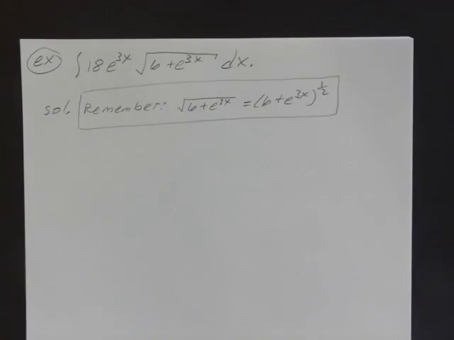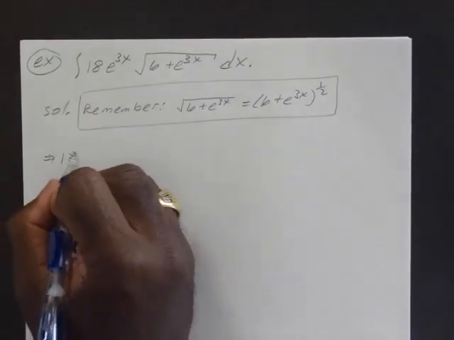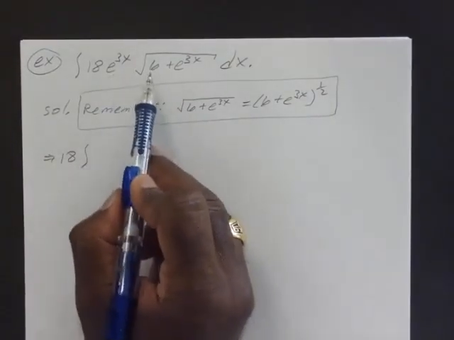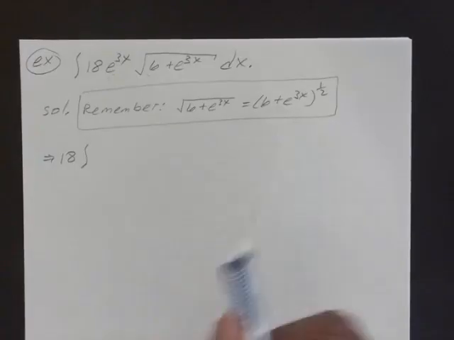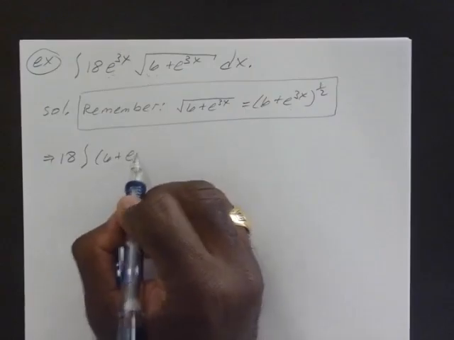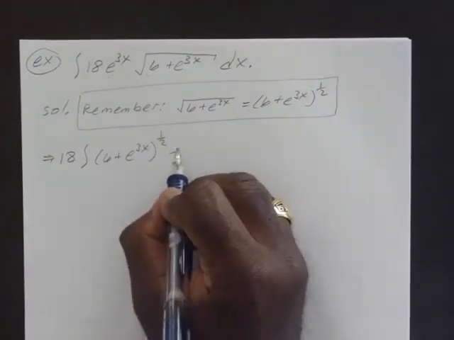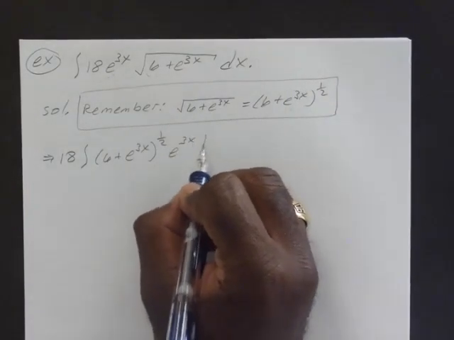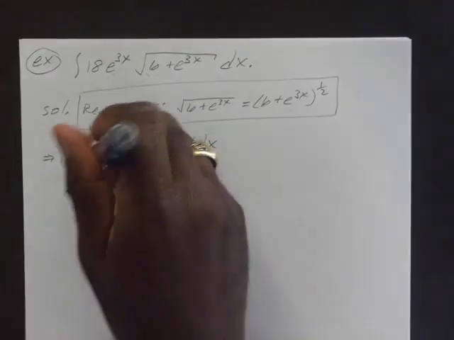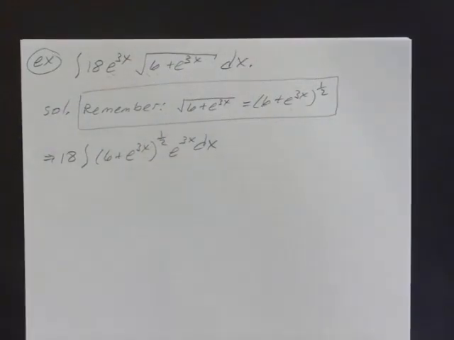Okay, so again, I'm going to get my constant and move it out to the front just because. Then I'm going to switch these two around, but I'm going to write this square root in its exponential form. So it's times the integral of 6 plus e to the power of 3x to the 1/2 power times e to the power of 3x dx. Let's clean up that 6 a little bit. There we go.